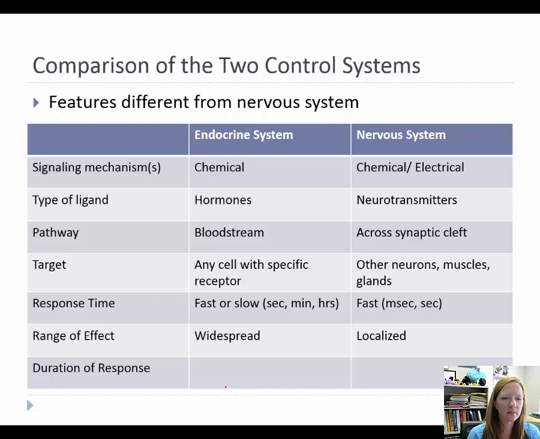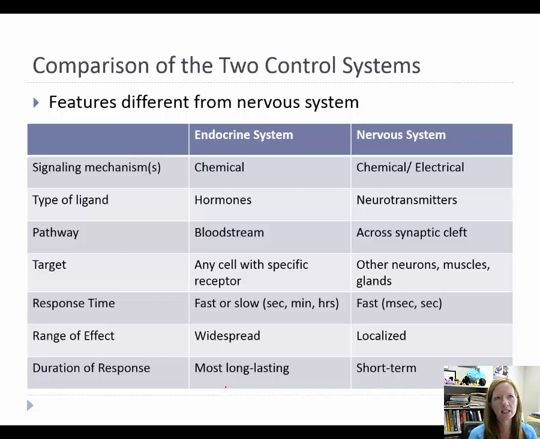Duration of response. This means once that cell is responding, how long does the response last? For the endocrine system, it's usually long-lasting. When I say long-lasting, it can be anywhere from minutes to days to weeks. Depends on the hormone. Some hormones typically can last longer. Some hormones don't last as long. But they are going to last longer than the nervous system.